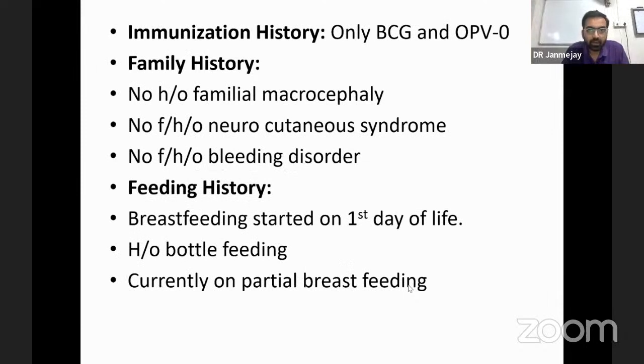Child had received only birth vaccines, BCG and OPV. The child had no history of familial macrocephaly, no family history of neurocutaneous syndromes, no family history of bleeding disorder. Child started breastfeeding on the first day of life, and history of bottle feeding is present. Currently, child is on partial breastfeeding.